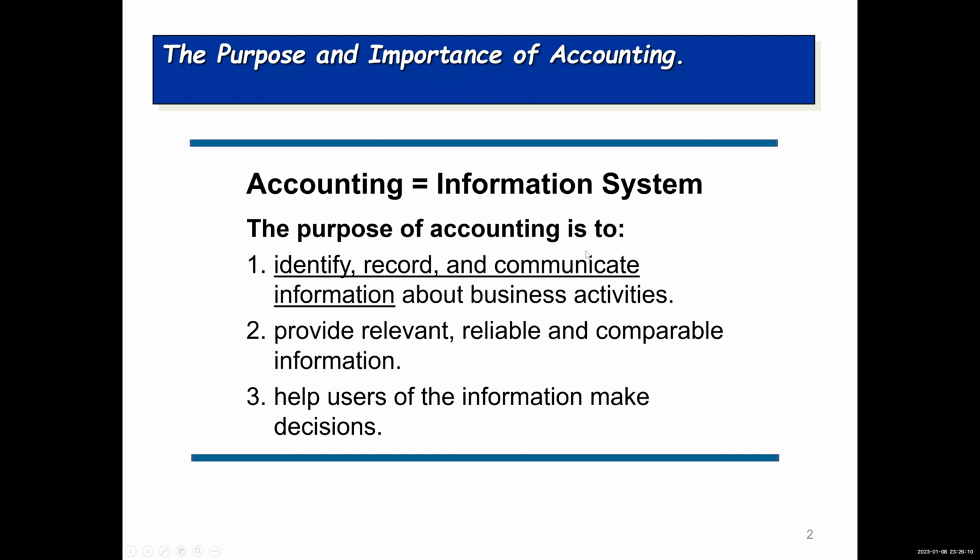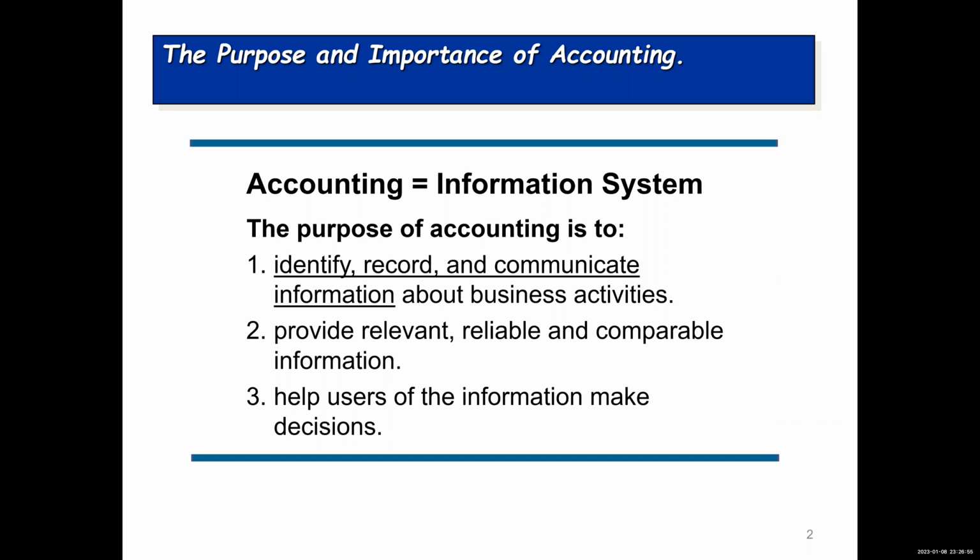Okay, when you think of accounting, think of information system. The purpose of accounting is to identify, record, and communicate information about business activities. A good accounting system will provide relevant, reliable, and comparable information. Relevant meaning that it will be useful to users of that information. Reliable means that what you see, you can count on, right? You have good numbers. And finally, comparable, meaning that you can take one report and compare it to another.